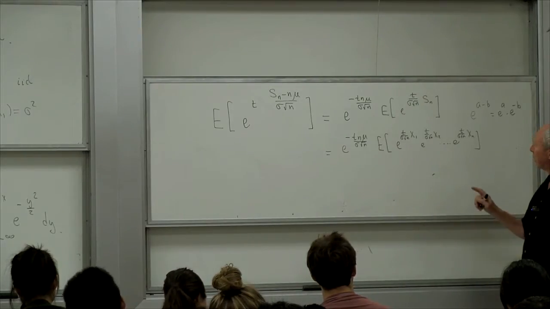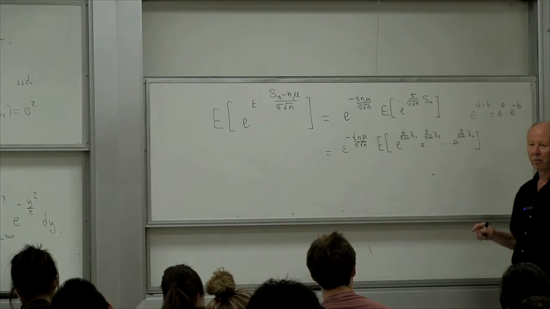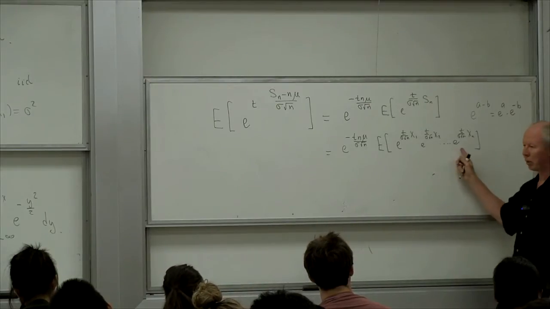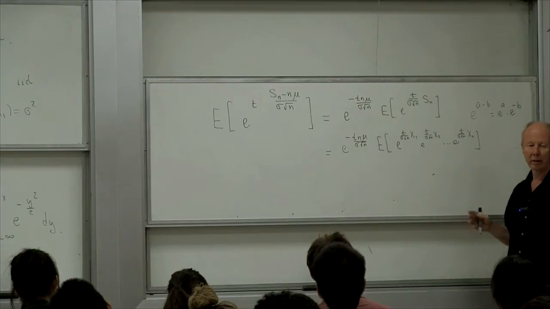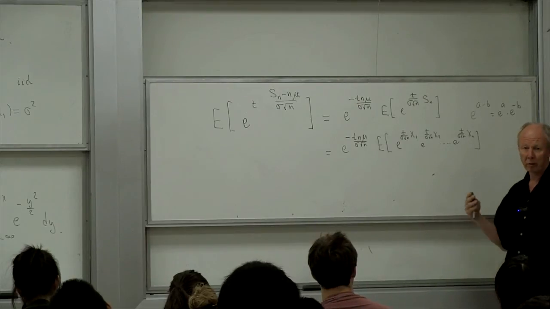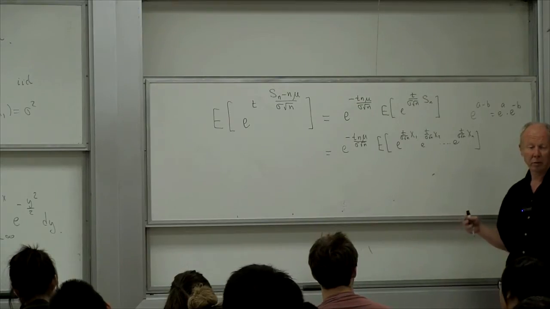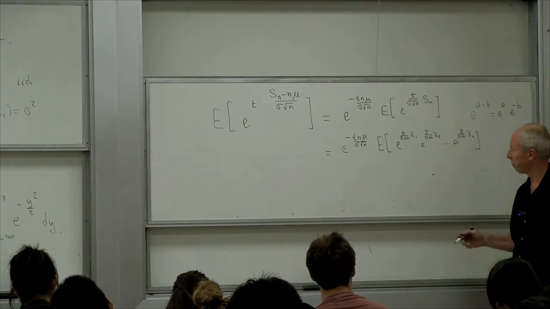And now, let's use the fact that these are independent. So all these random variables, e to these things, are going to be independent. And the expected value of products of independent random variables becomes the product of the expected values.